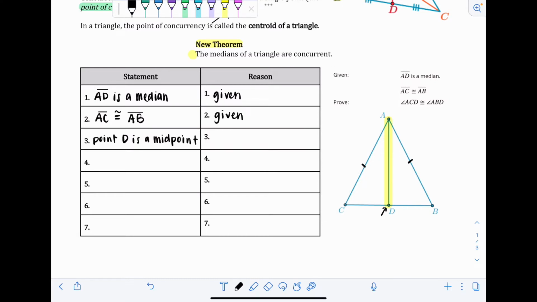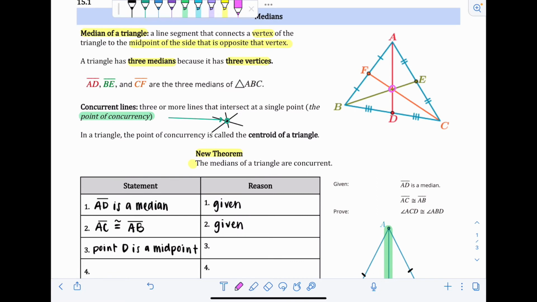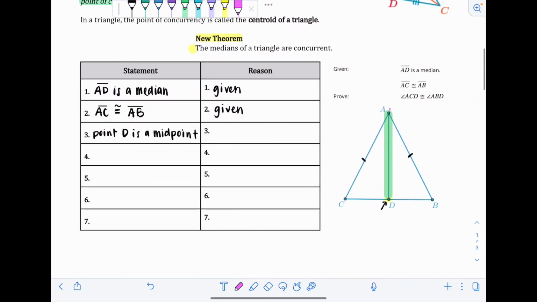And the reason that we know that it's a midpoint is because AD is a median, which was given to us. And what does a median do? It cuts the opposite side into two congruent halves. It connects to the midpoint. So I'm just going to go back up here really quick. It says it connects a vertex to the midpoint of the side that's opposite the vertex. So we went from the vertex to the midpoint D.